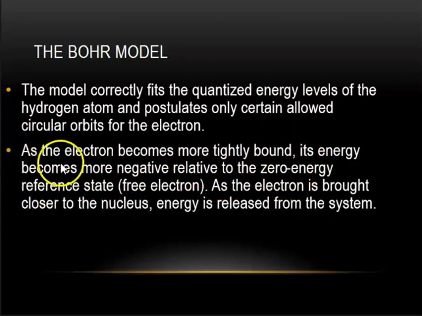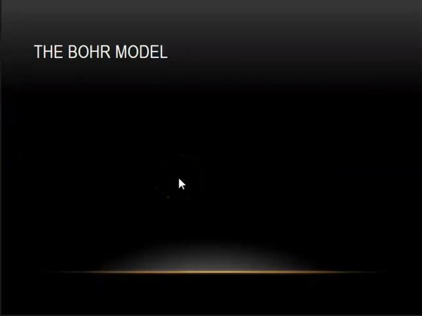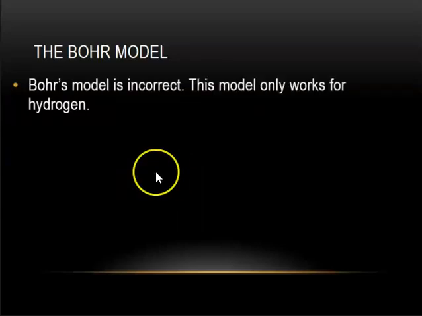So what's less than 0 is going to be negative. As the electron gets closer and closer to the nucleus, energy is released. If you start off at 0 and release energy, you go more and more negative. If you see that in a future class, that's all the stuff going on there. All right, so the Bohr model, really cool. Works great for hydrogen, but it's wrong.